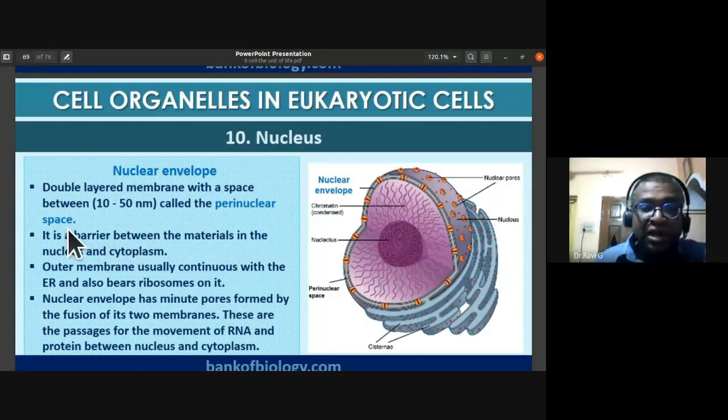This double-layered membrane is a barrier between the materials available in the nucleus and the cytoplasm.